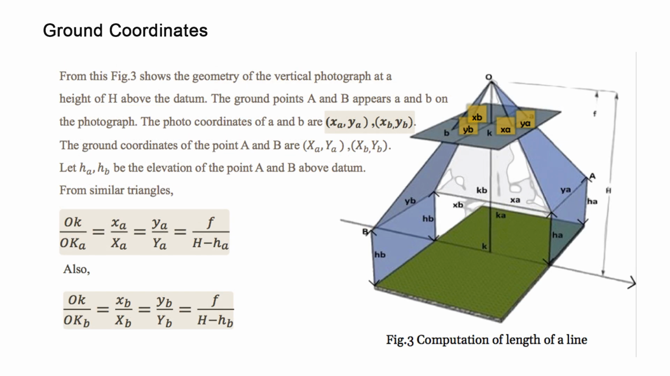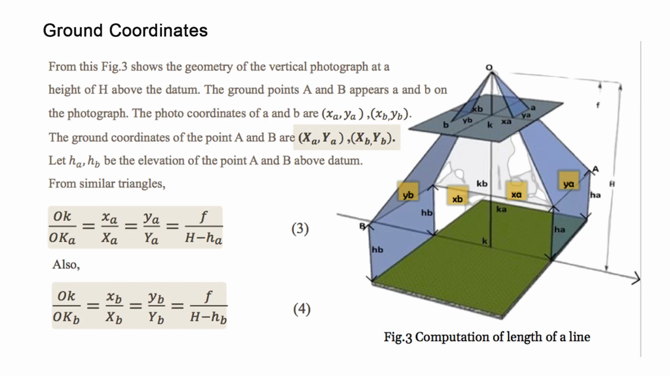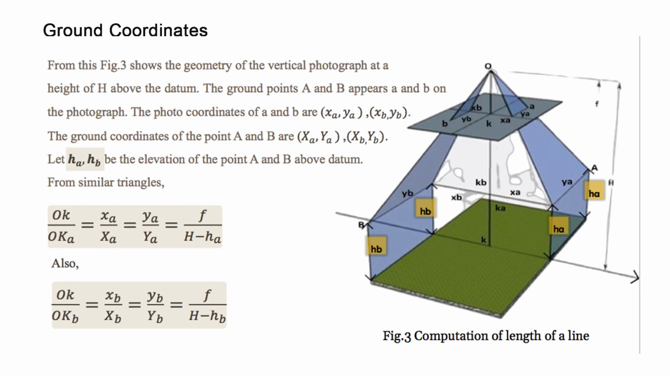The coordinates of these points on the photo are xa, ya and xb, yb. And their ground coordinates are capital XA, capital YA and capital XB and capital YB. The elevations of these points above the datum, the reference level, usually sea level, are HA and HB respectively. Using the principle of similar triangles, as always, we can relate these coordinates with the following formulas.